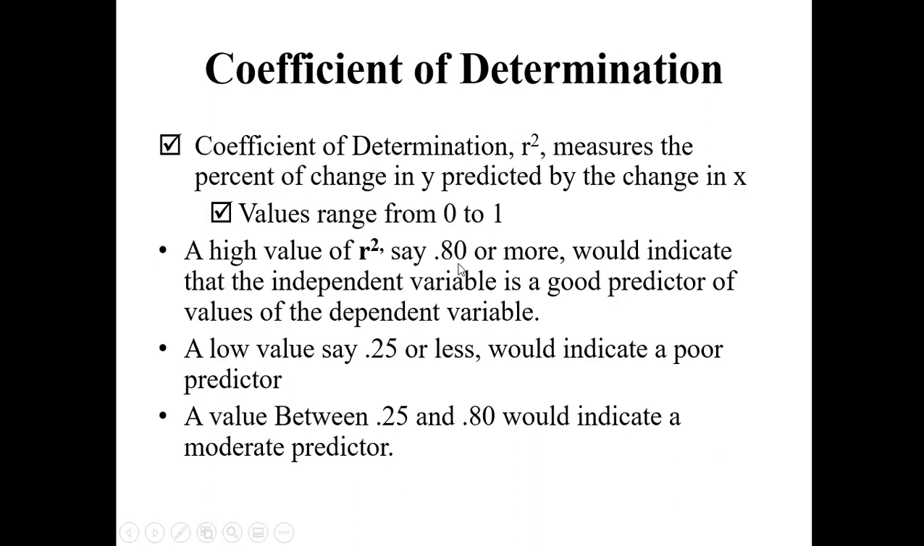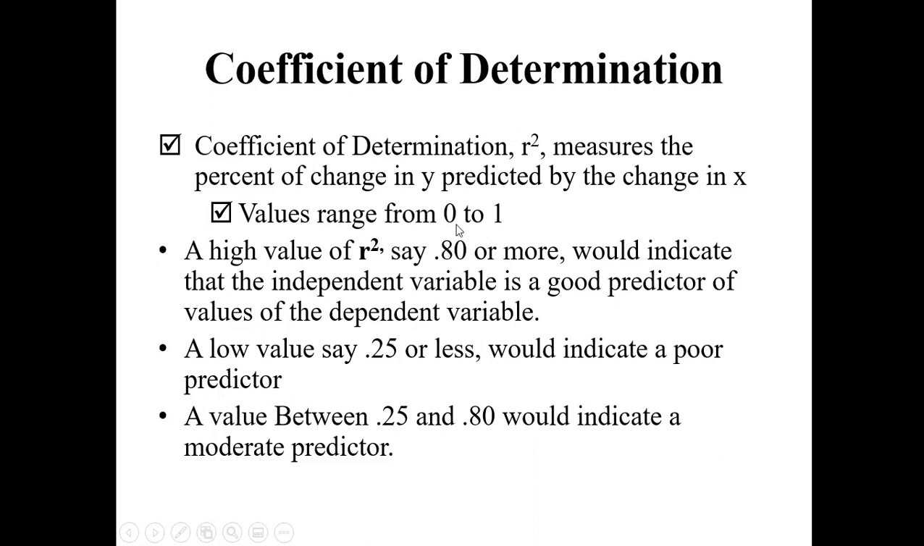So if, for some specific data set, our coefficient of determination value is 0.80, that will indicate that the independent variable X is a good predictor of values of the dependent variable. In that case, we will measure that our independent variable, for example the time period, is a good predictor for the sale of ice cream, which is the dependent variable in our example. A low value, say 0.25 or less, would indicate a poor predictor.